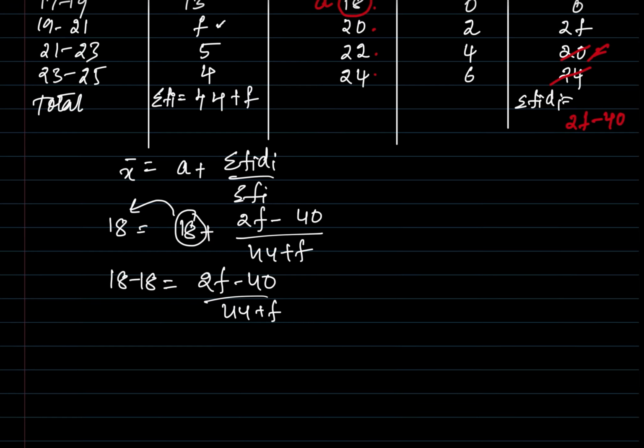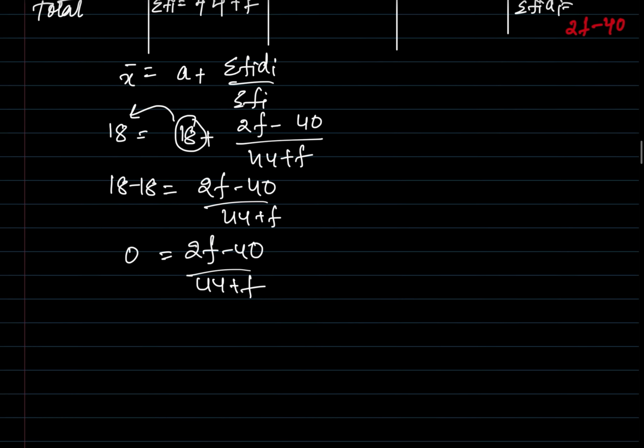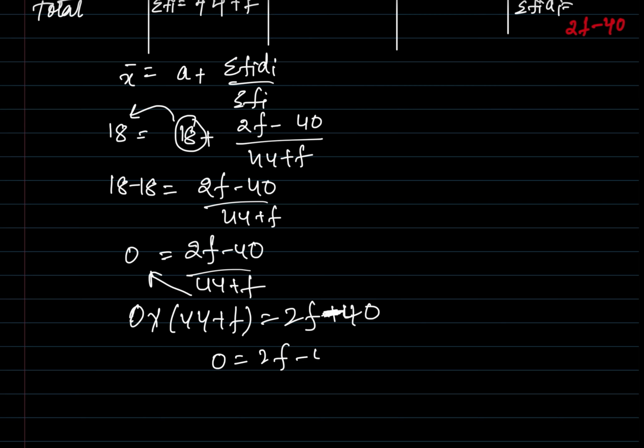Okay, so 18 minus 18 will be 0, that is equal to (2f minus 40) by (44 plus f). Then if you bring this 44 plus f into the left-hand side, 0 into (44 plus f) is equal to 2f minus 40. So 0 into something will be 0. 0 is equal to 2f minus 40.